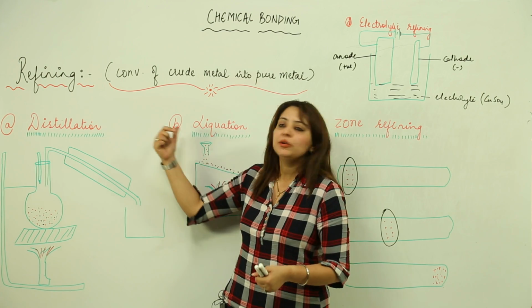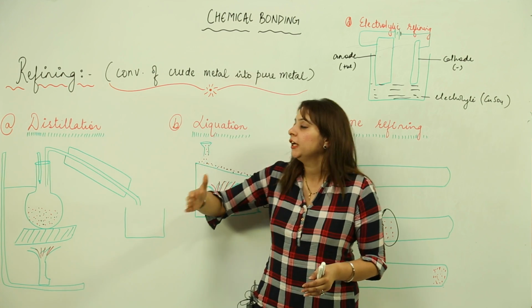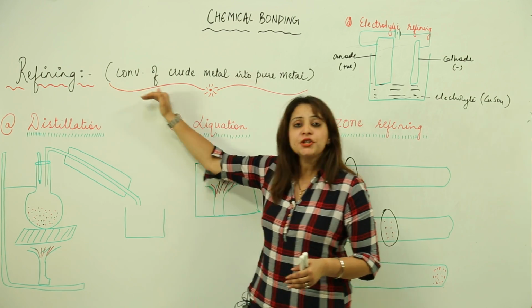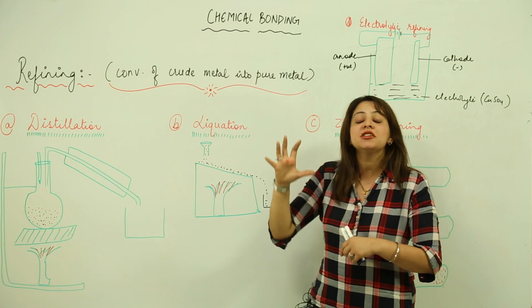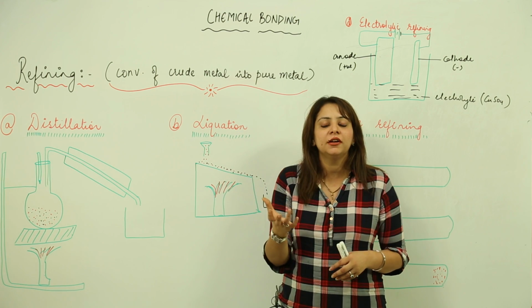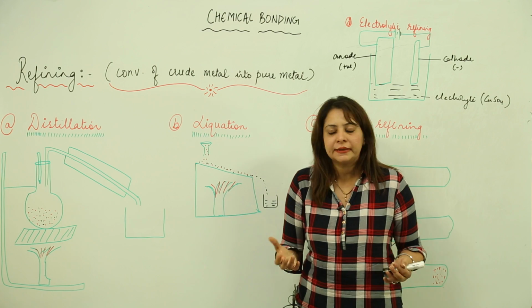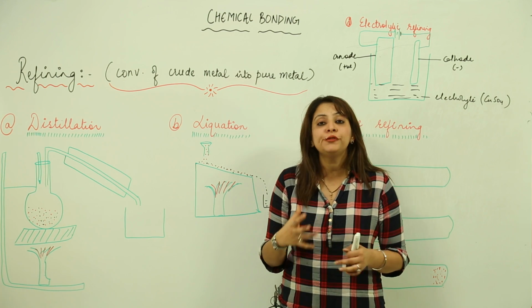So how to do the refining? First you should know what refining actually is. Refining is conversion of crude metal into a pure metal, so that you can just bring it from the market and make use of it in any task wherever you require it. In refining we employ various methods depending upon the different properties.